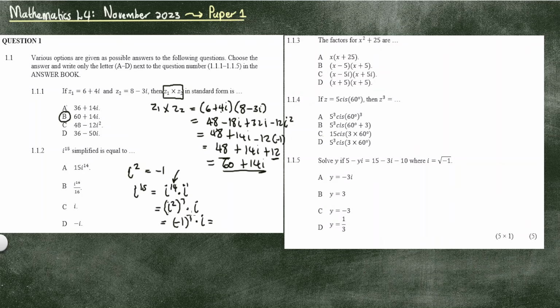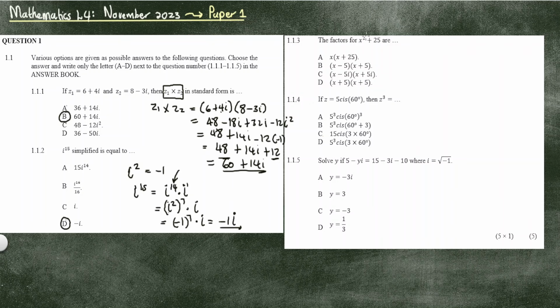So a negative number raised to an odd exponent is always going to be a minus 1. And then I'm putting the i there. So the answer is minus i. So it seems like for 1.1.2, the answer will be D. It's going to be D. Okay.